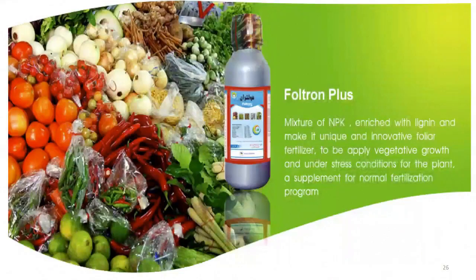This is mostly the fungicide which is used in the commercial market of Pakistan, Pollutant Plus. It is a foliar fertilizer enriched with lignin and phosphocysteine, which is used for the correction of nutrient deficiencies that negatively influence plant growth, resulting in the reduction of the abortion of flower and fruit. So it is an enriched mixture of NPK, the commercial fertilizer, enriched with lignin, which makes it a unique and innovative foliar fertilizer that should be applied during vegetative growth and under conditions in which the plant is facing some type of stress, or as a supplement for the normal fertilization program.